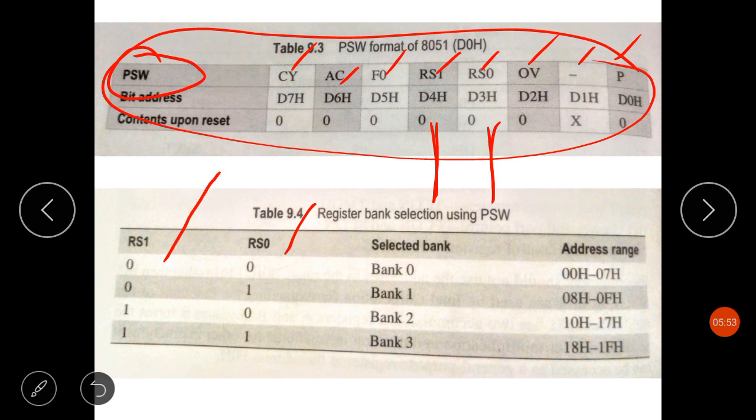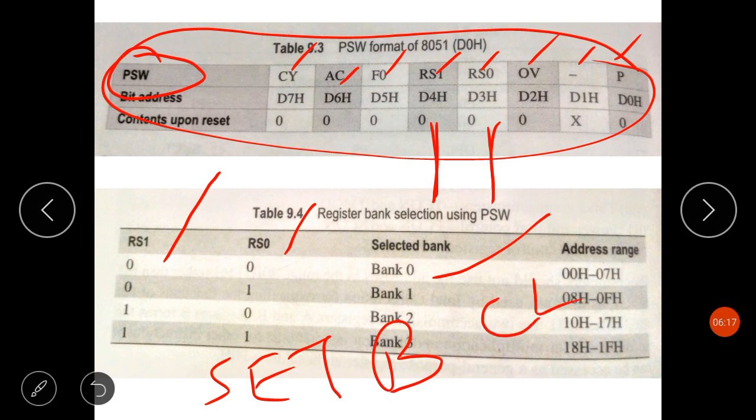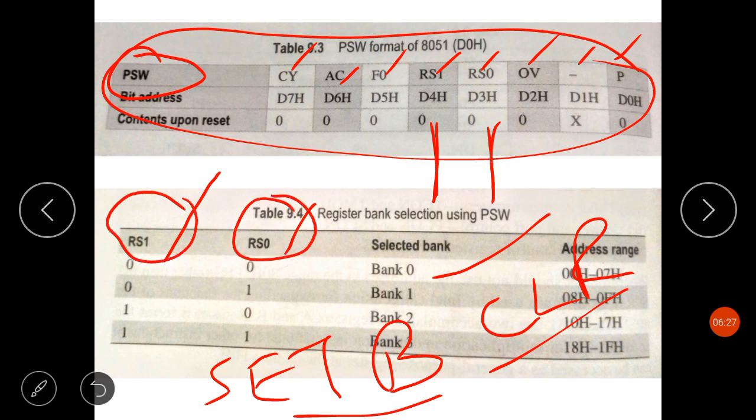So by default, because initially they both are 0 0 only, bank 0 is selected. If I have to select any other bank like bank 1, bank 2 and bank 3, I have to make the particular bit 1, or set the particular bit to 1. SETB, set bit, and CLR are the two commands that are used for changing the bit values of RS1 and RS0.